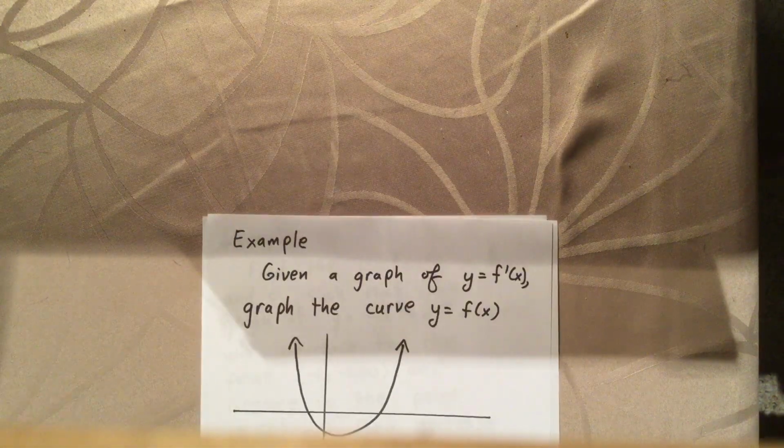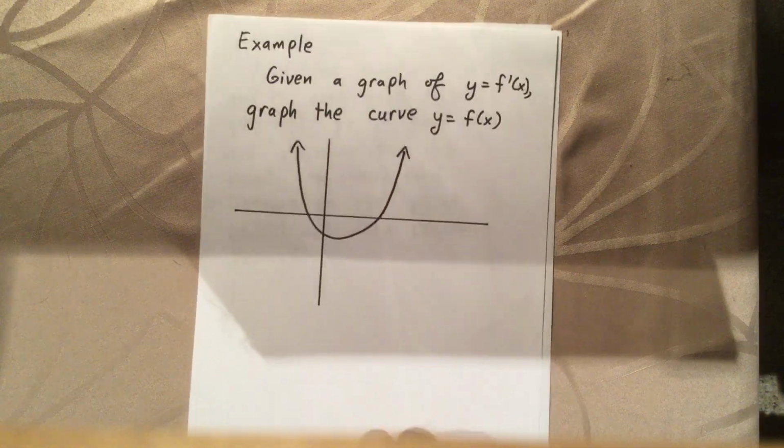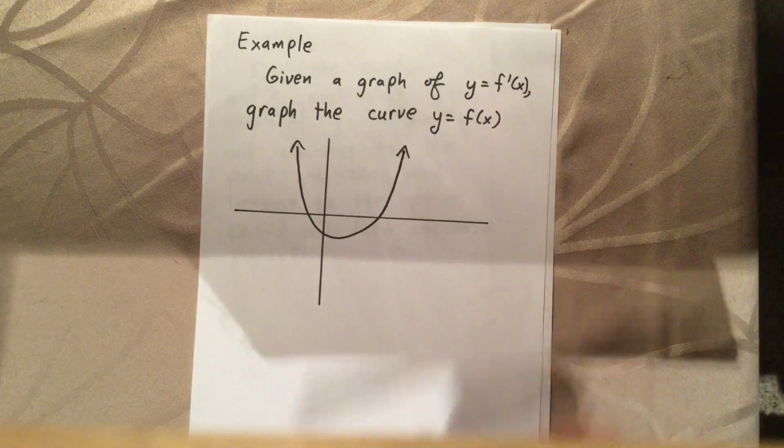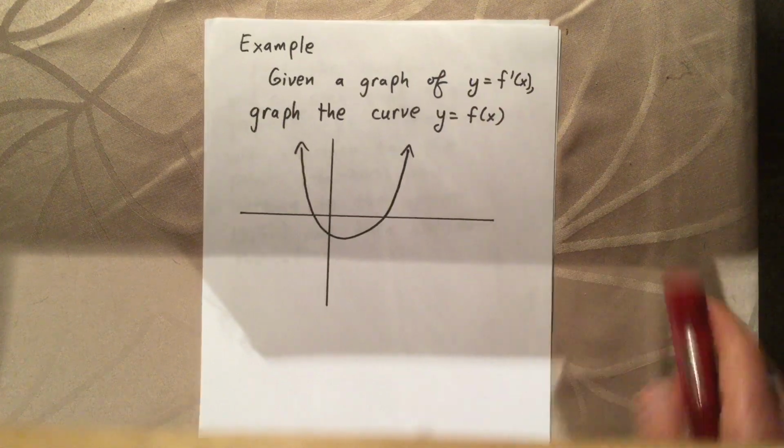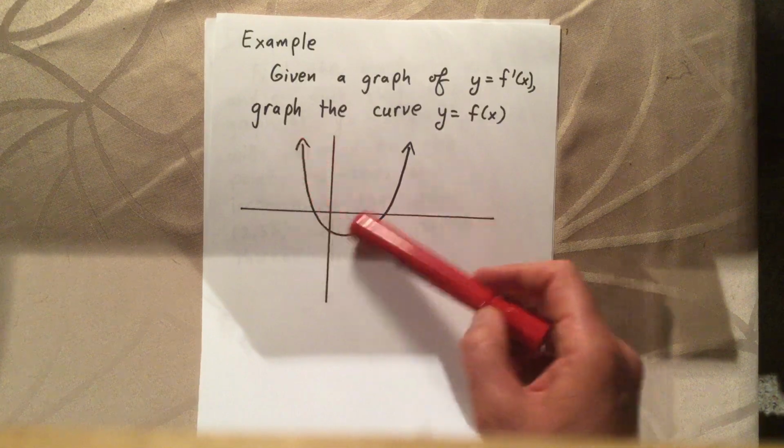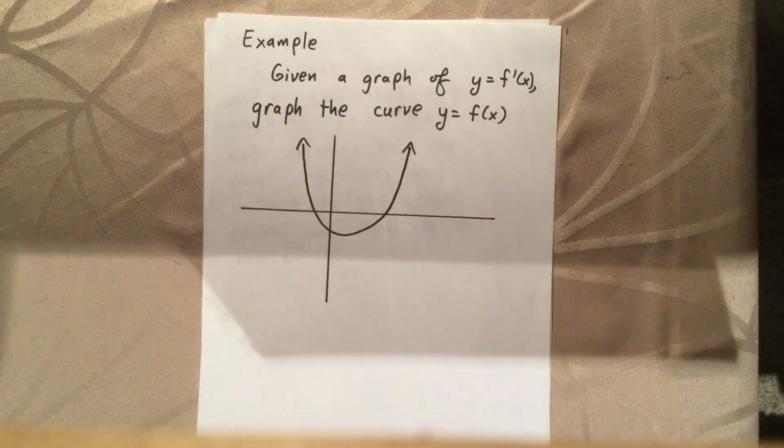Now in this next question, we're given a graph of y equals f prime of x and asked to graph the curve y equals f of x. We're used to seeing questions where we're given the curve y equals f of x. This is a little bit different. This is telling us that in this curve, every y value you see is actually the derivative of the function f of x.